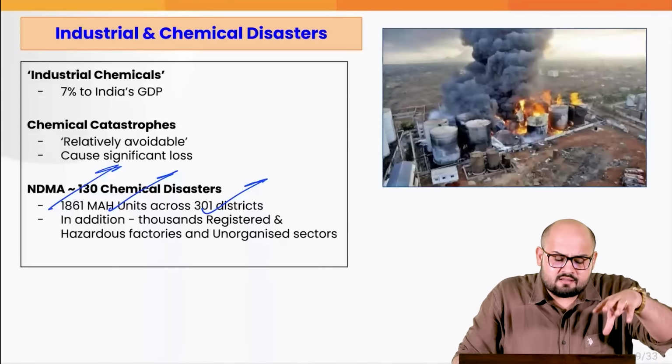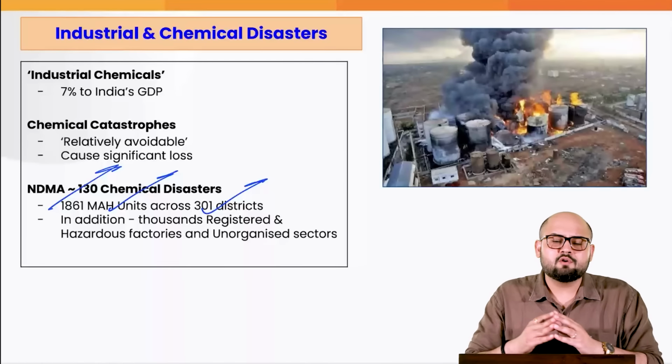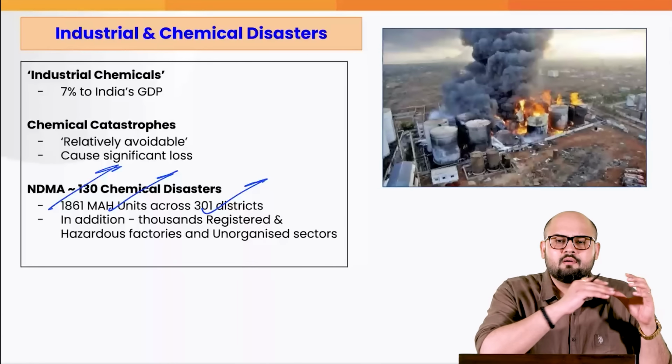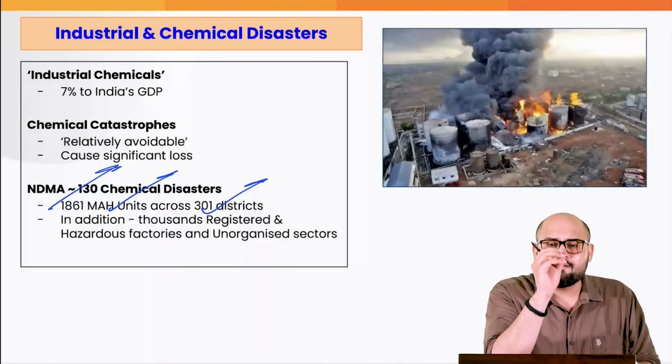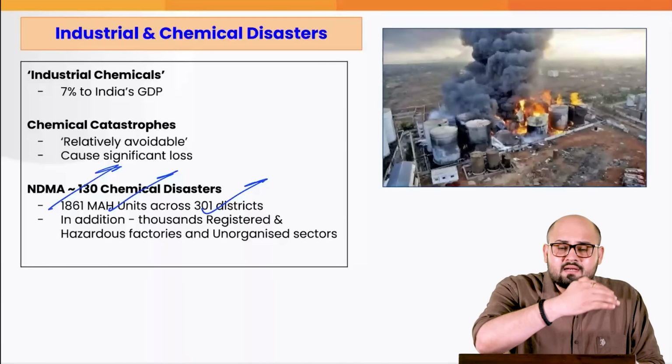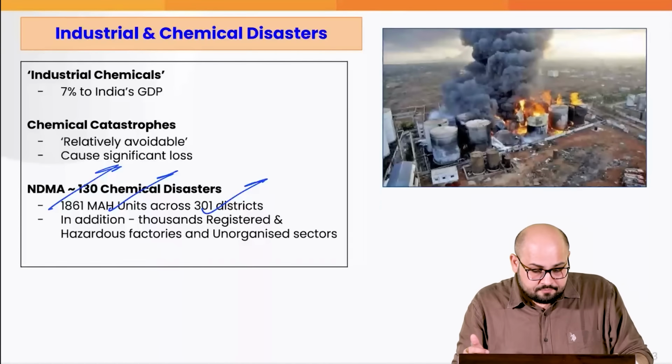But does it mean that the disaster risk is only associated with these areas? The answer is no. For the other areas, what you have to understand is we have a lot of unregistered informal factories, right? And over there also we have this particular disaster risk, but it is not featured in the list of the NDMA. That is what you have to understand.